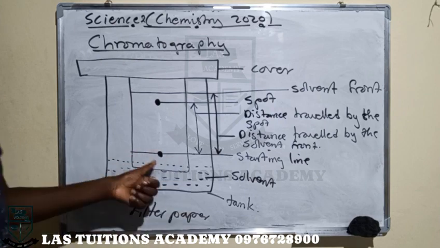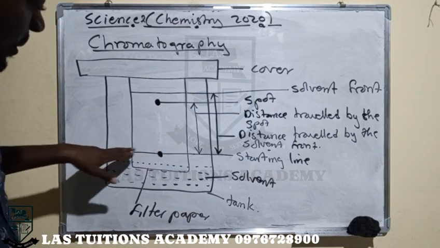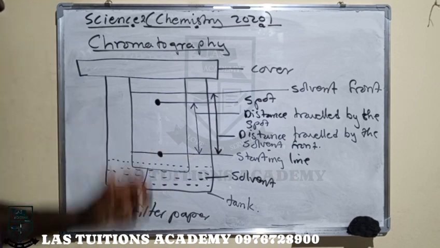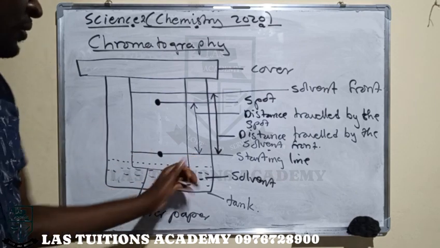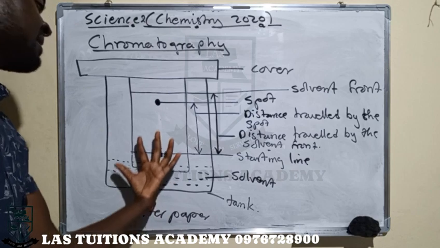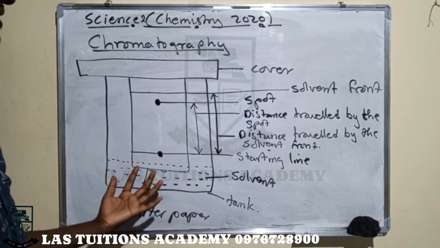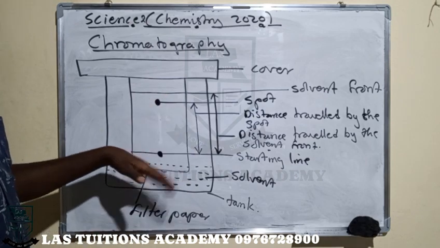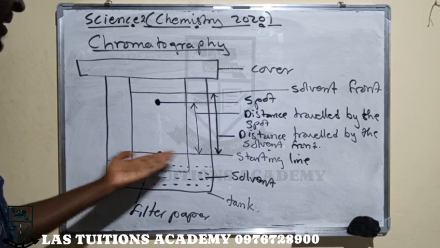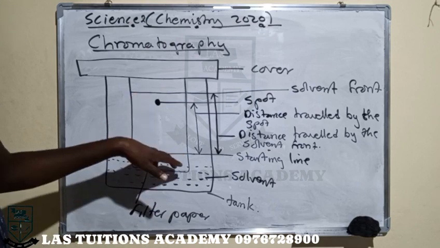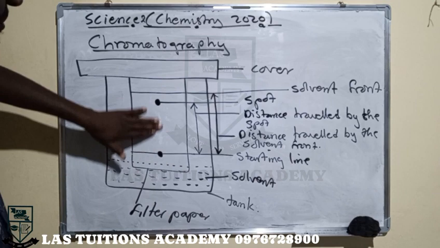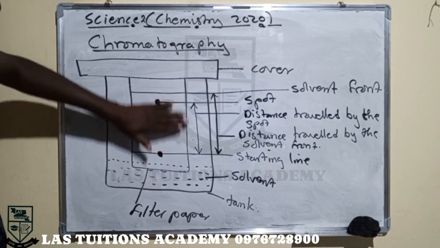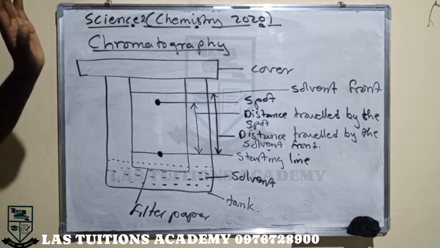So when you dip it there, on the start line we have said you use a pencil, so that as the solvent is rising, the pencil will not affect the colors and the like. It will pass by the pencil, come up very clear the way it is, and just keep rising without any problem.